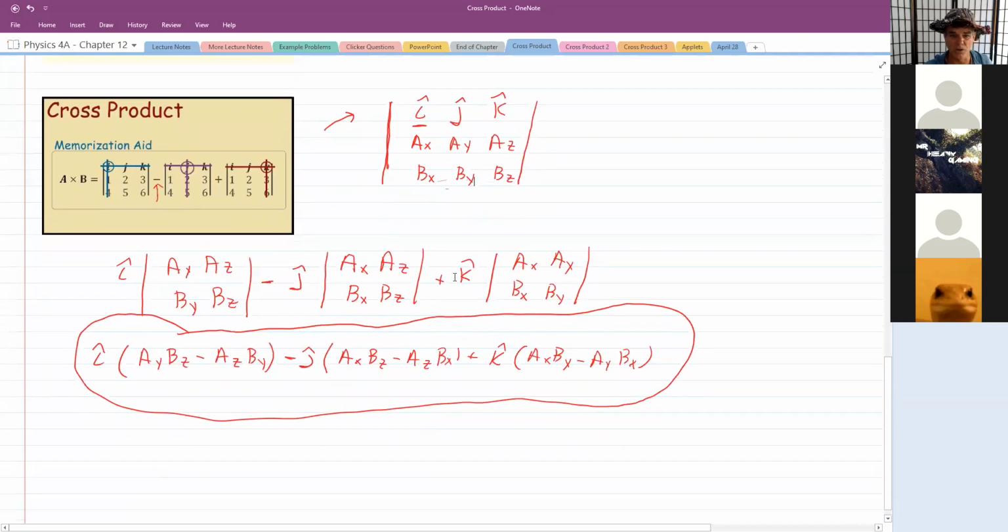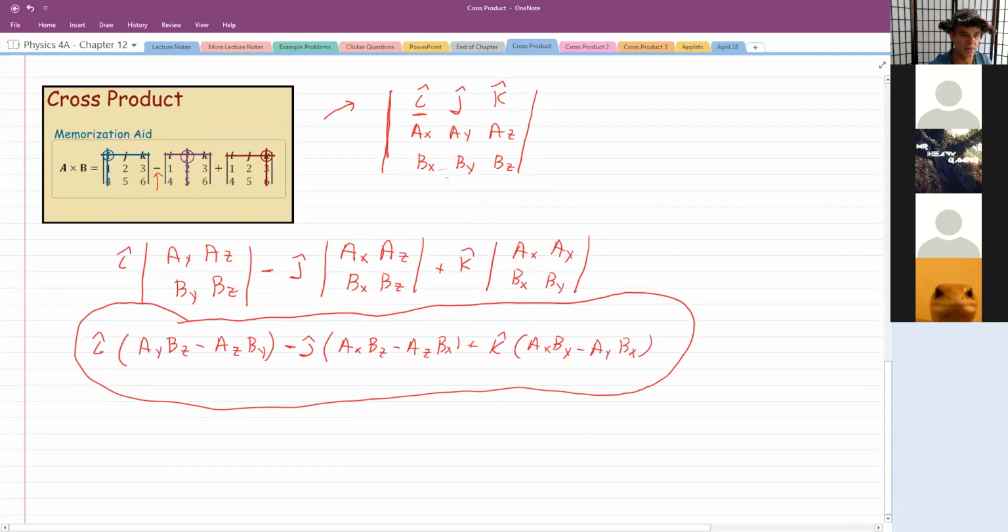And then you just multiply this out. So it's I times AY BZ minus AZ BY, minus J times AX BZ minus AZ BX, plus K times AX BY minus AY BX. So that's just sort of the little formula.